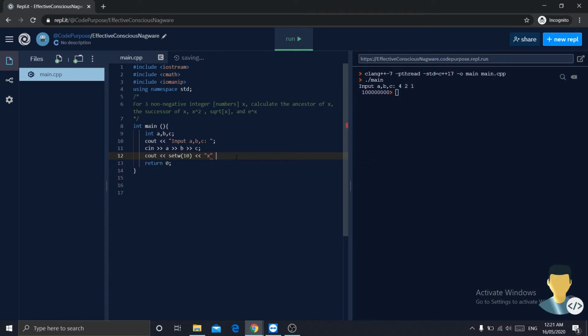Now we are going to write x, setw 10, predecessor, another setw, successor, and do the same for the following as well. Square root, and e to the power of x.